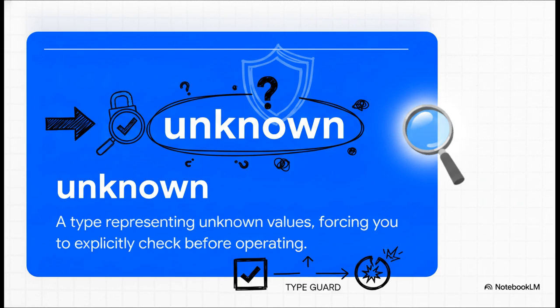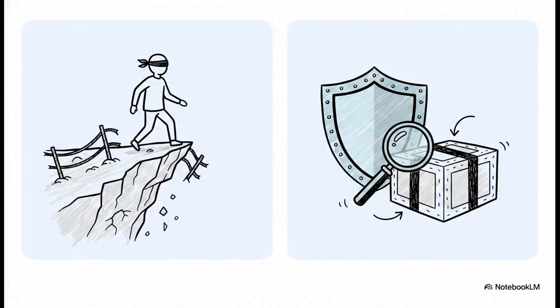When you type a variable as unknown, you are explicitly telling the compiler, hey, I have no idea what this is yet. And because of that, TypeScript steps in and forces you to explicitly check the type using something like typeof or a custom type guard to literally prove what the data is before you actually execute any operations on it.